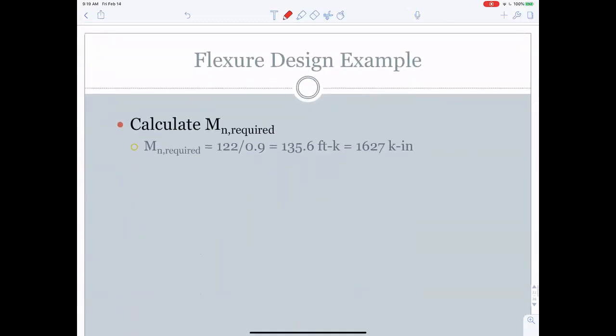Okay, so we need 122 foot kips is MU. So remember phi MN greater than MU. So MN has to be greater than MU over phi. So the minimum MN required is 122 over 0.9. And we're going to do everything in kips and inches, so I multiply that by 12. So MN is 1627 kip inches. That's how much moment we need.